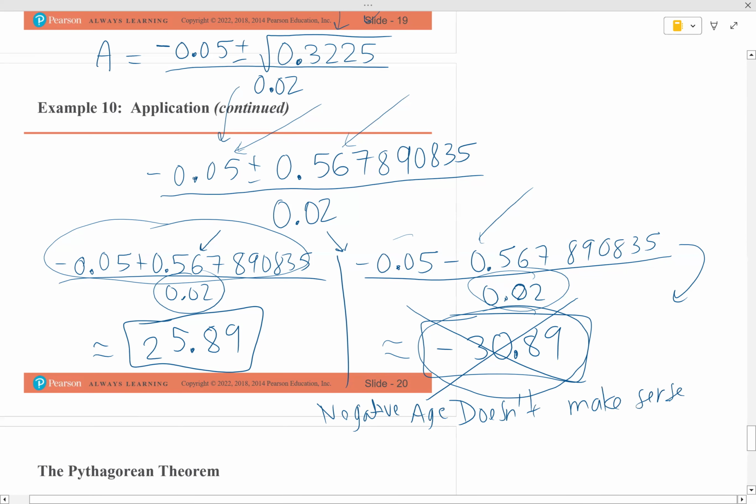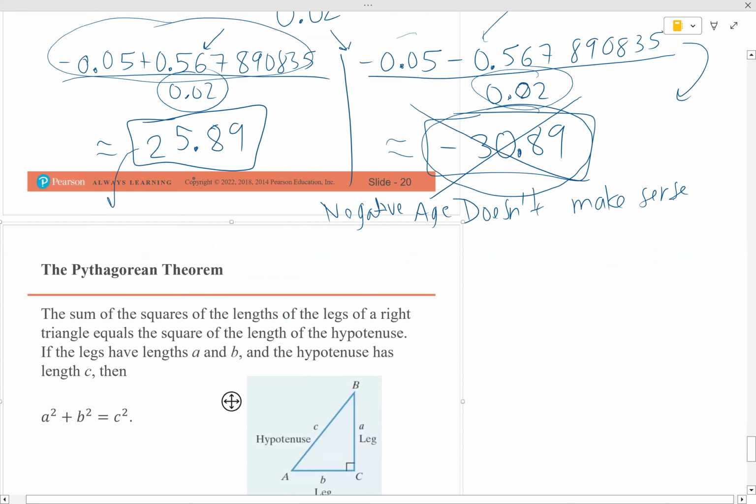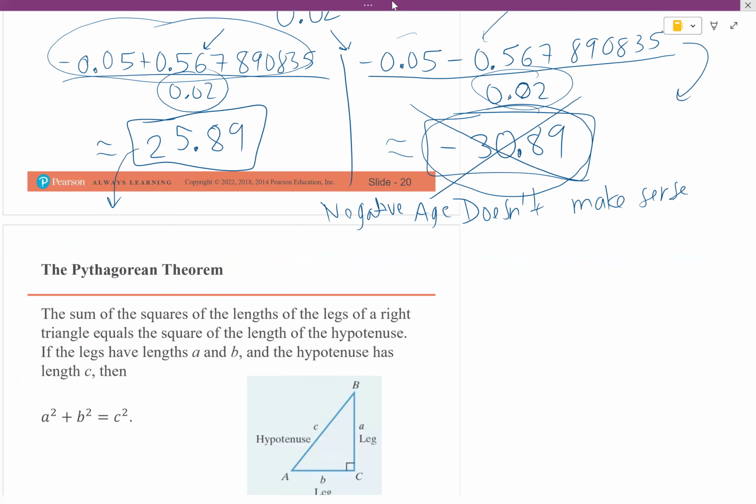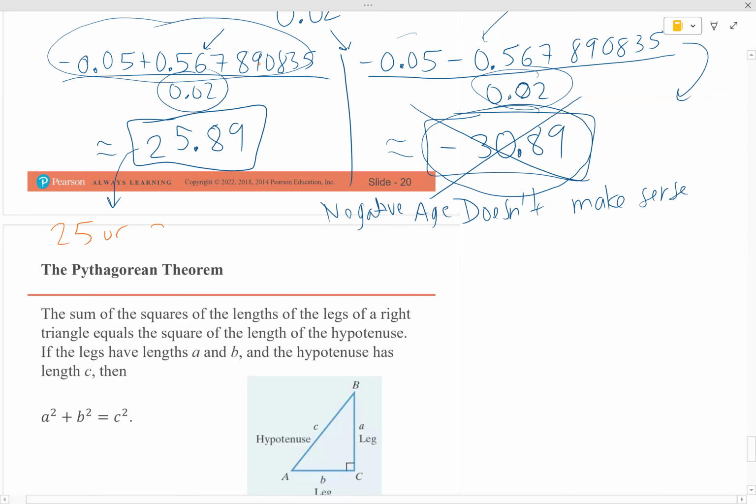I don't think a doctor asks, okay, what age would a woman be, and then you say negative 30 years old. They'll probably slap whoever they're talking to. Get out of here with that. Doesn't make any sense. So this must be it. It's between about 25 or 26 years old.